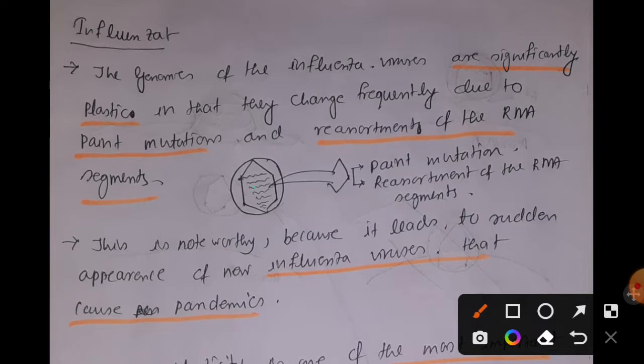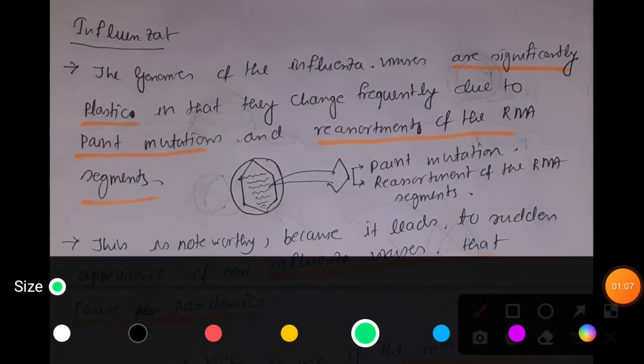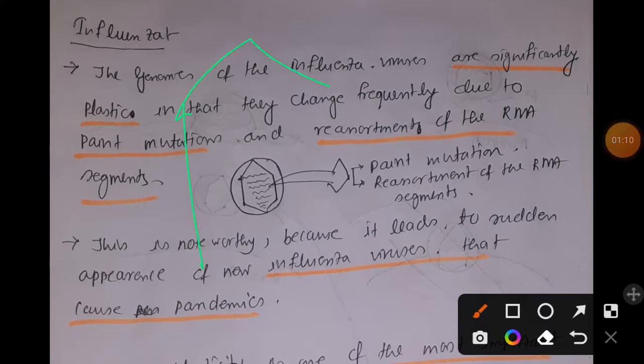Genome plasticity means the genome of the influenza virus changes frequently due to point mutation and reassortment of the RNA segments. We have told you that the influenza virus consists of 8 negative sense single stranded RNA segments, right? As they are segmented, there can be reassortment, which ultimately causes change in the genome of the virus. How it happens and what kind of complications it creates, we are going to discuss. So let's move on.